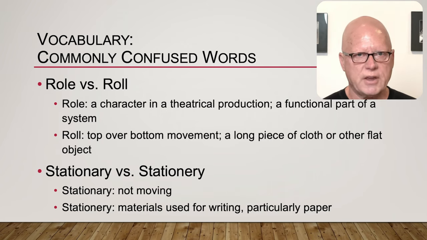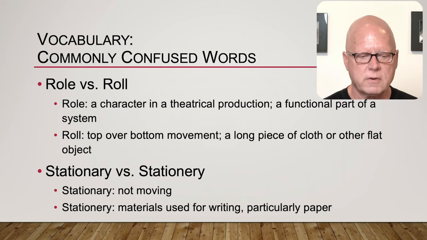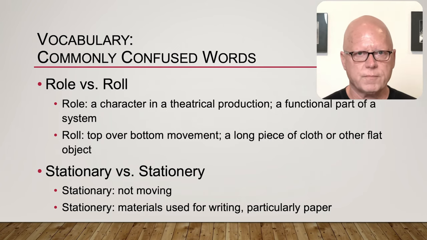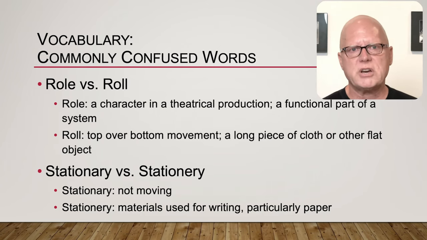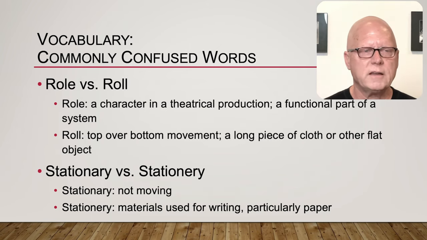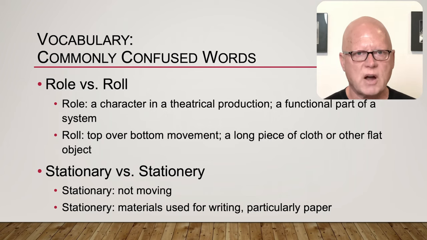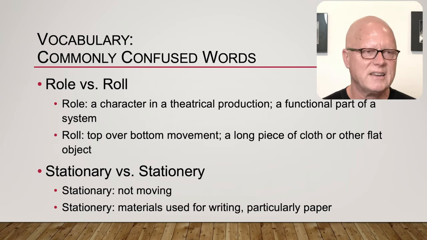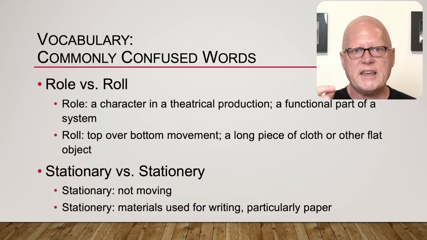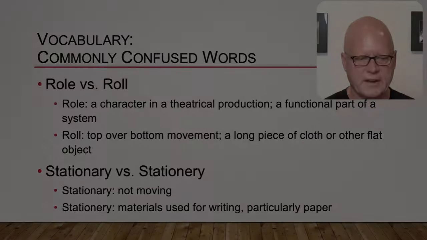Stationary, stationery. They're homonyms. They are pronounced exactly the same in American English. Stationary with an A relates to not moving. Stationery with an E relates to the materials that are used for writing. Usually, it refers to the paper on which writing is done, but it can also refer to the writing implements or the other accoutrements that come with writing.